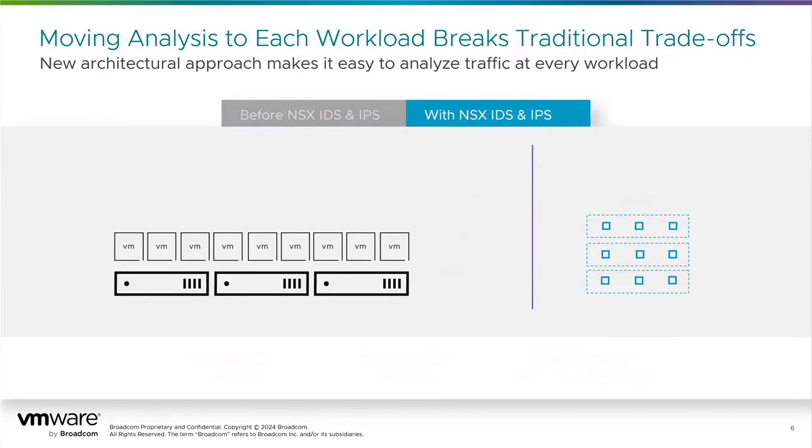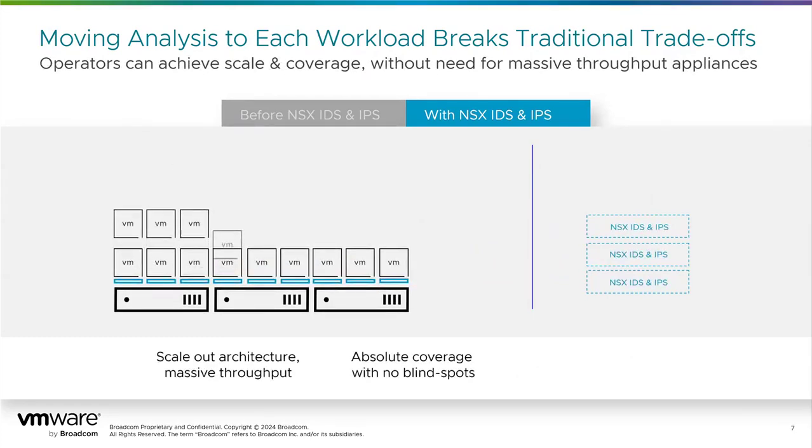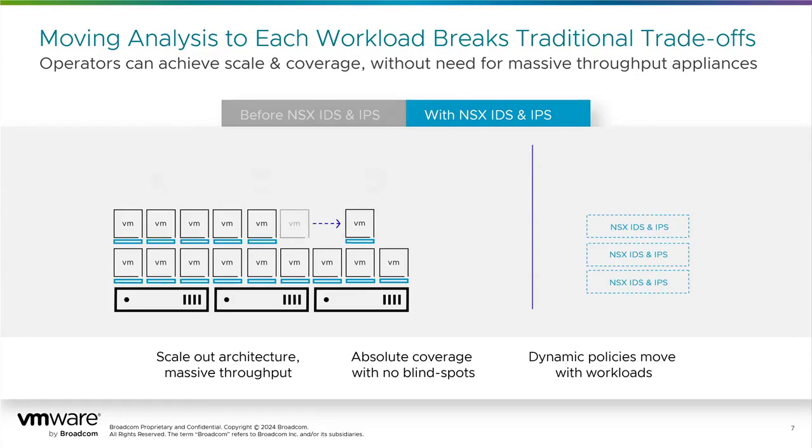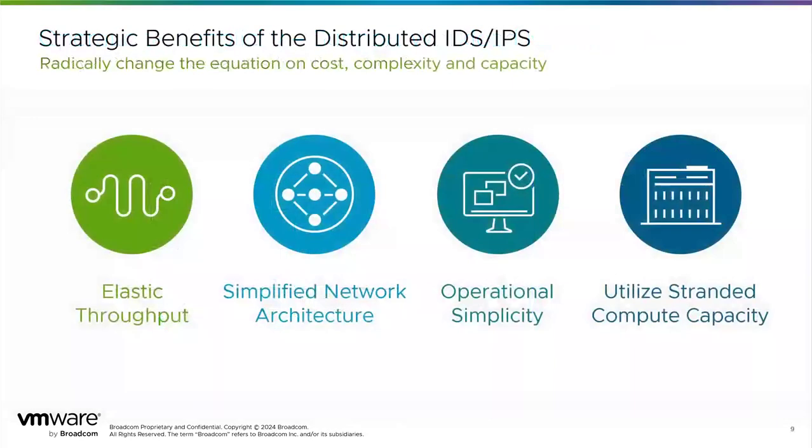Now, if you look at the new architectural approach, it allows you to analyze traffic at every workload. This provides scale-out architecture with an increase in throughput, absolute coverage with no blind spots, and dynamic policies that move with your workloads. This creates operational simplicity to support your workload mobility. The policy and state move seamlessly with the workloads, regardless of existing or new workloads, which inherit the policies independent of their location. Now, again, it's not another IDS implementation.